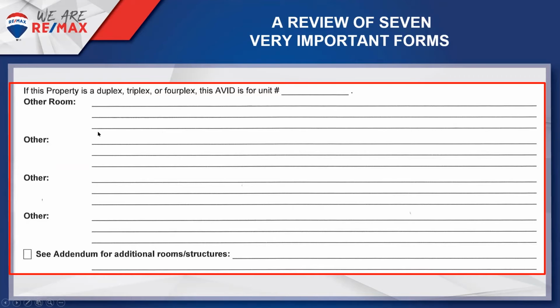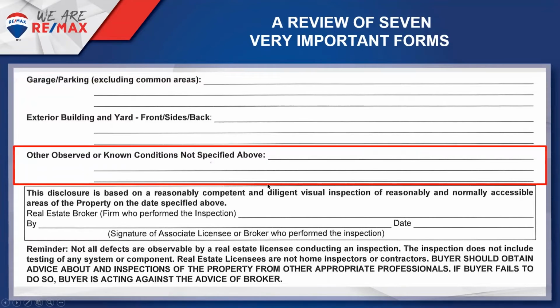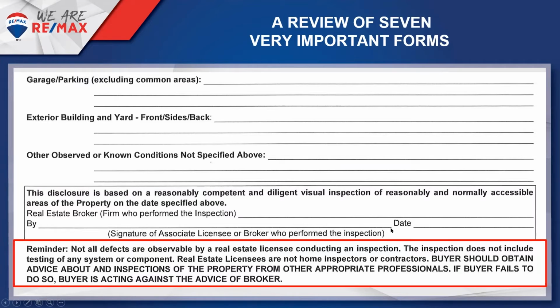And then you've got places for additional rooms. And then finally, the garage and the parking and the exterior of the building, the yard, not the neighborhood, but the yard. You do inspect the yard, you do inspect the garage. And then if there's anything else you want to disclose, you could do that on this section here. This is the firm who did the inspection, the company that you're with, so either United or All Pro, and then the signature of the agent who actually did the inspection and the date of the inspection.